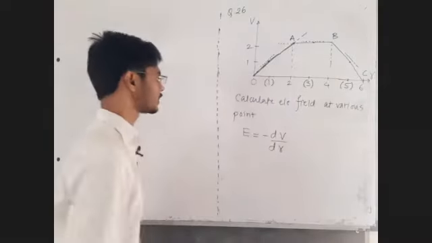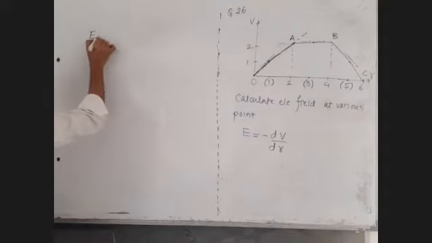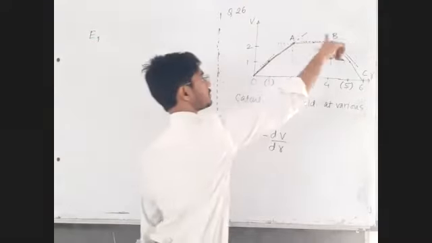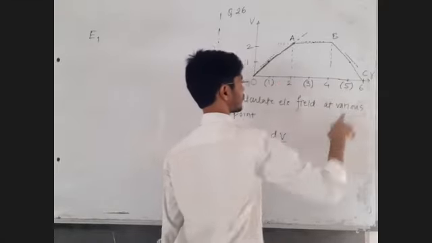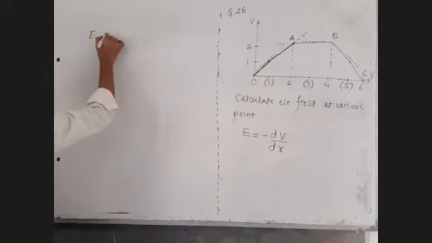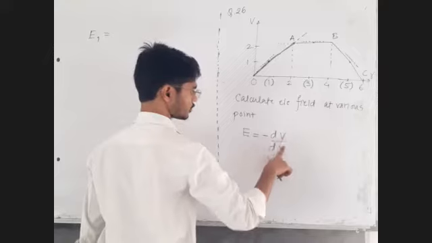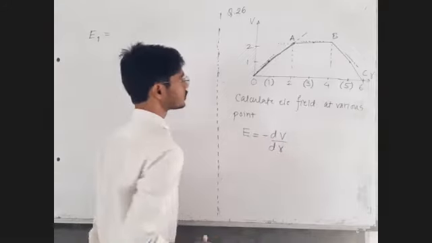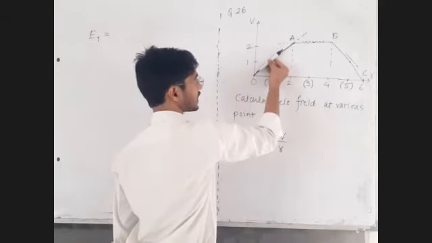Okay, sir, let's do that. Electric field at point 1. Rather than finding electric field at points A, B and C, we'll find electric field values at 1, 3 and 5. So E1 means electric field at point equal to 1. That will be equal to value of the slope multiplied by minus sign. What will be the value of the slope? Sir, this is a straight line.